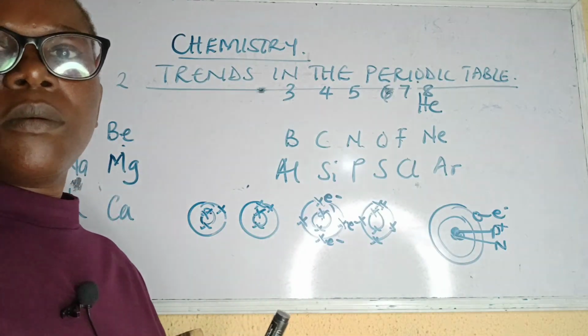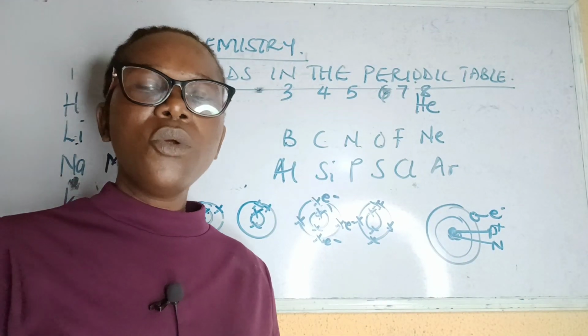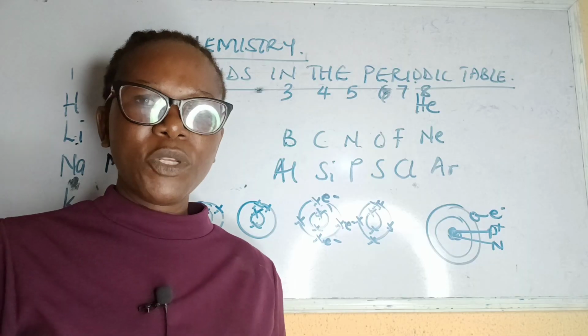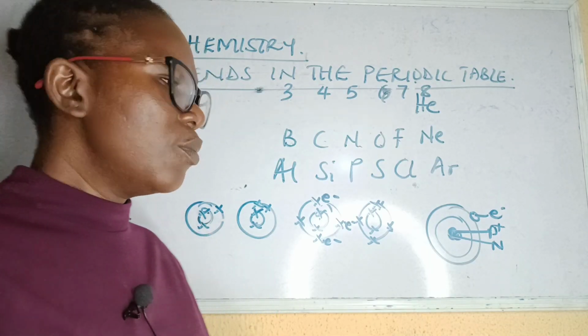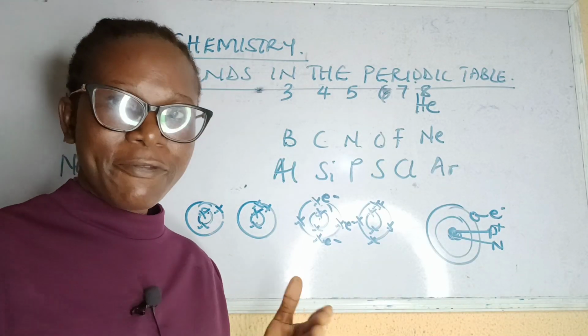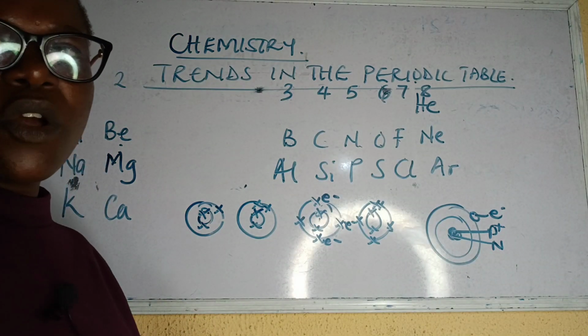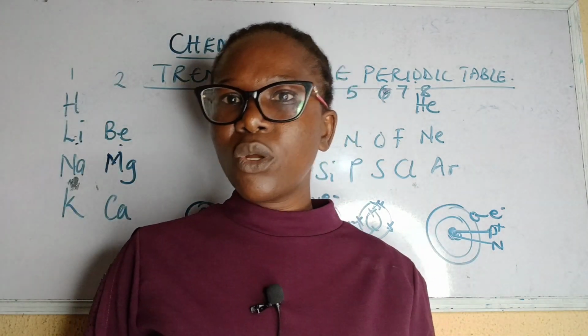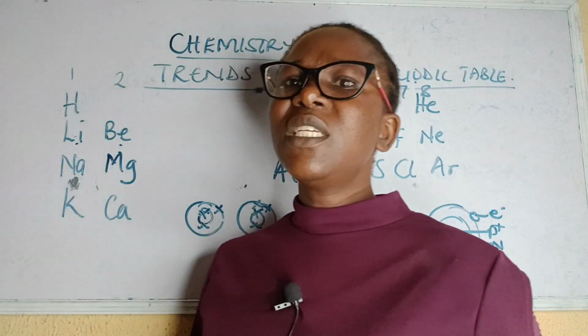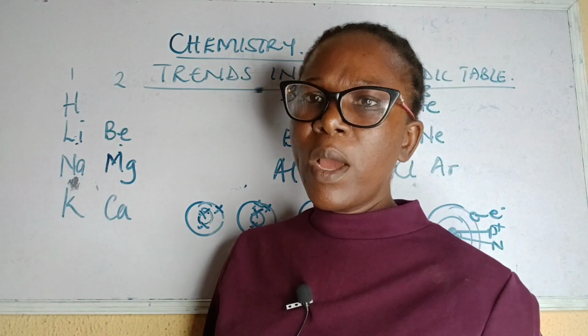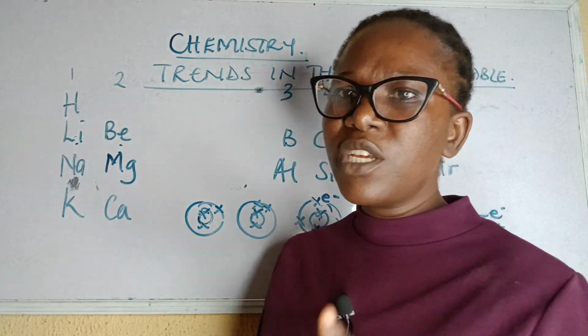Now, let's also look at the electropositivity, electronegativity down the group. That has been treated in my first video on the periodic table. Electropositivity is increasing down the group because the tendency to lose electrons is increasing. Electropositivity is the ability to lose electrons. When elements lose electrons, they become positively charged.